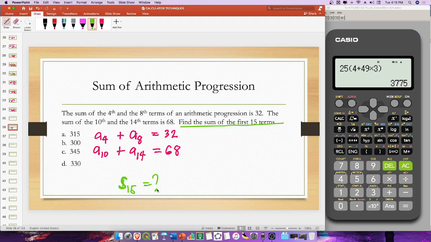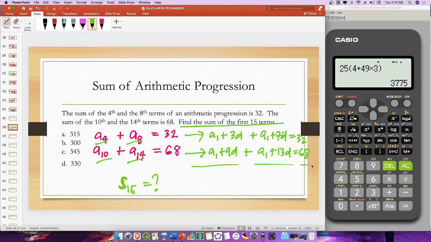So how are we going to do this? First, we are going to change A4, A8, A10, and A14 in terms of A1 and D. A4 is A1 plus 3D, right? And A8 is A1 plus 7D, which is equal to 32. And then A10 is A1 plus 9D, and A14 is A1 plus 13D, which is equal to 68.